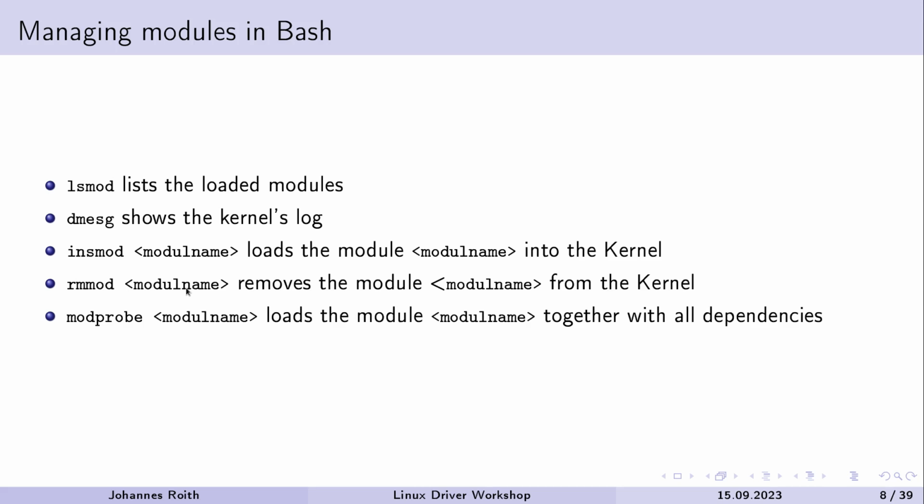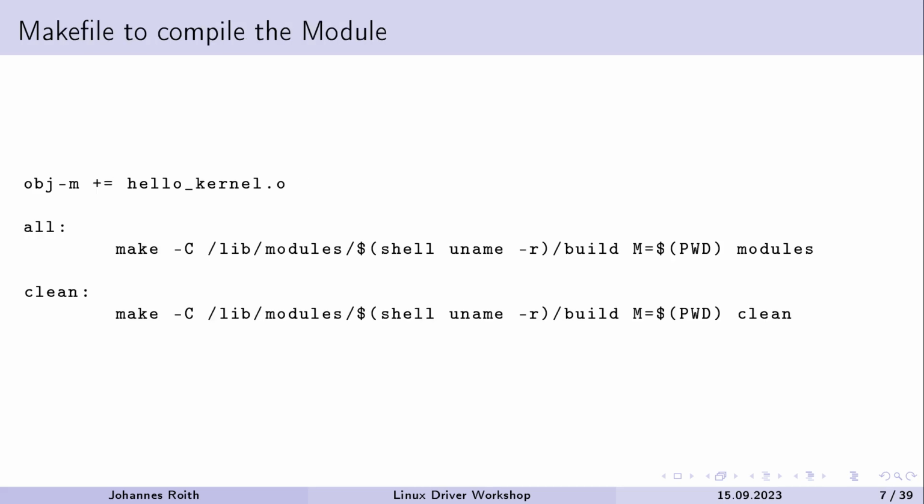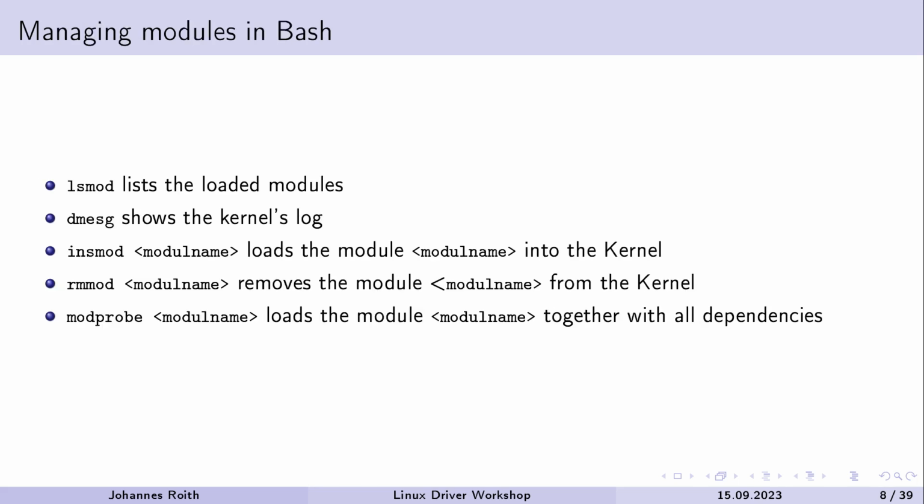Okay, so now let's say we have built our kernel module, and so at the end we will get a file called hello_kernel.ko. KO stands for kernel object, and this is our loadable kernel module. So how can we insert it into the Linux kernel? Well, for inserting a module, we can use insmod, which stands for insert module, and then pass the module name which we want to load.